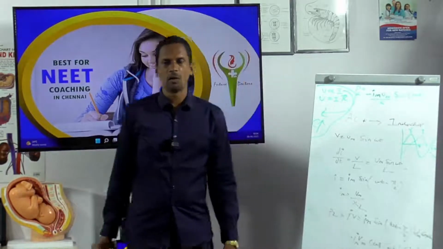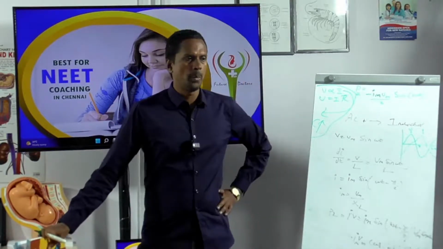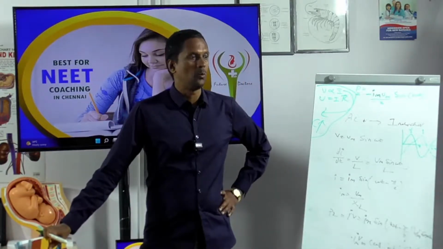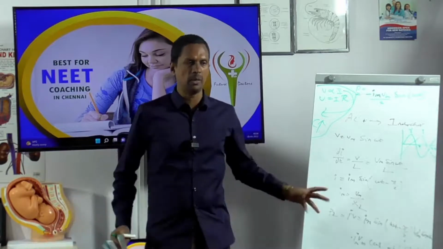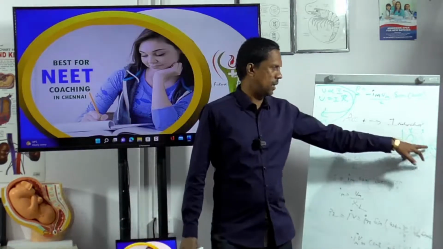What is 2 pi? Pi is 180 degrees, so 2 pi is 360 degrees. That means the voltage has completed one cycle.